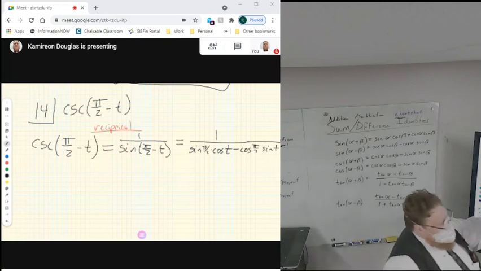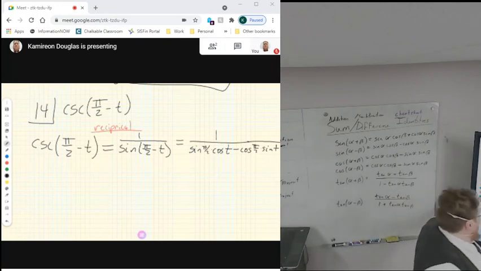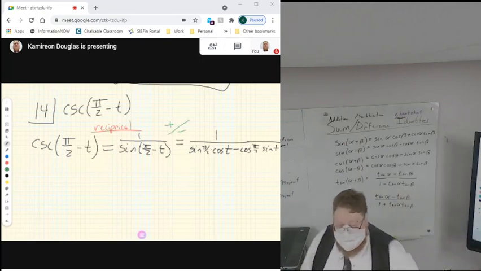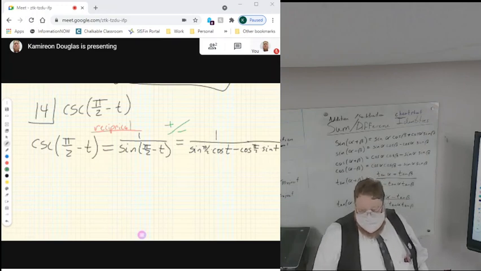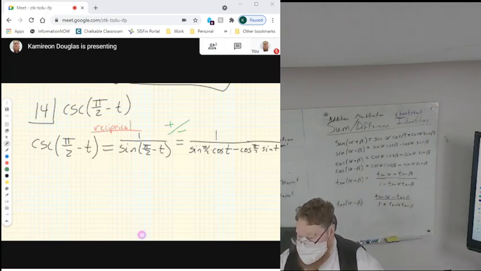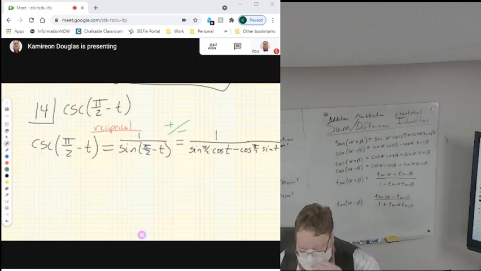So I used the reciprocal rule to get to that version of the problem. Now I used the sum-difference rule to get to this version of the problem. Notice the 1 has not changed. The bottom is the only thing I've modified so far. Now I'm going to go to the unit circle. Sine of pi over 2 and cosine of pi over 2 are both on my unit circle. I'm going to use those two values.